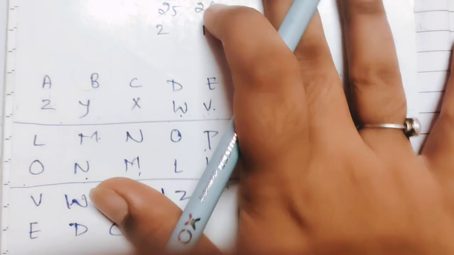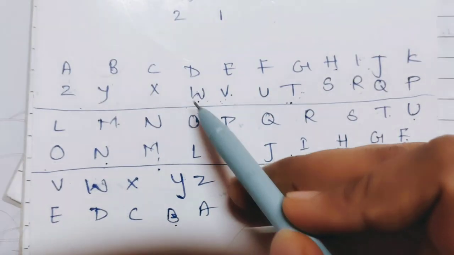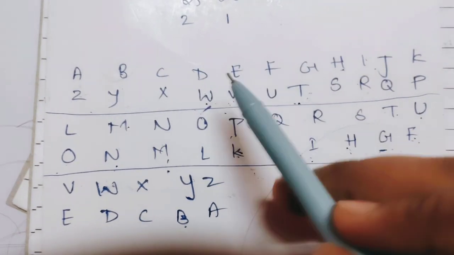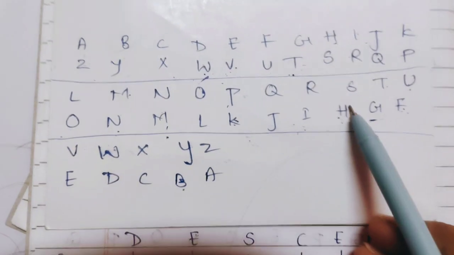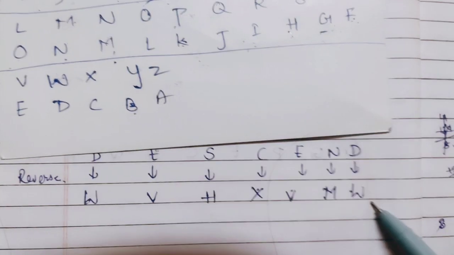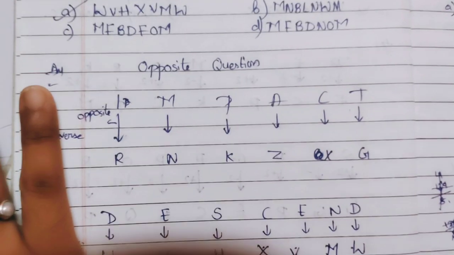So let's see here what is the descent reverse. W, E reverse is V, C reverse is X. No, S reverse is, where is S? S reverse is H. Next C reverse is X. E reverse is V. N reverse is M and D reverse is W. So here is how we found the answer.